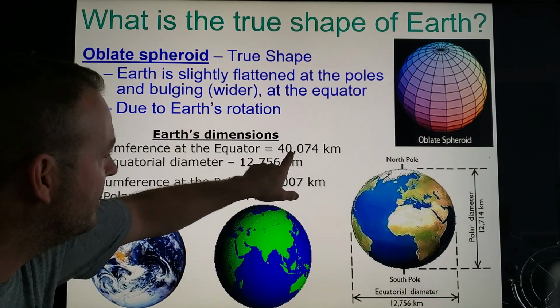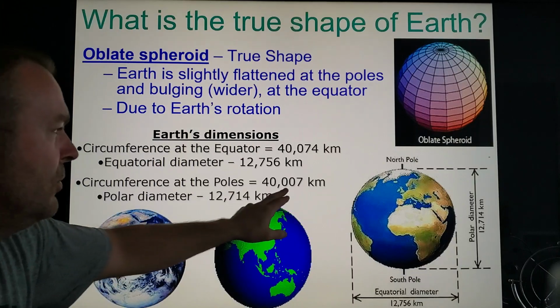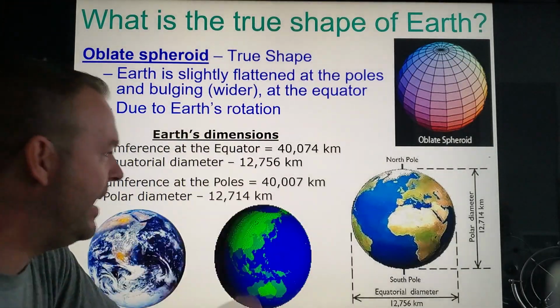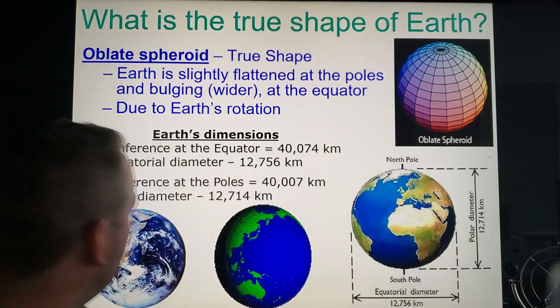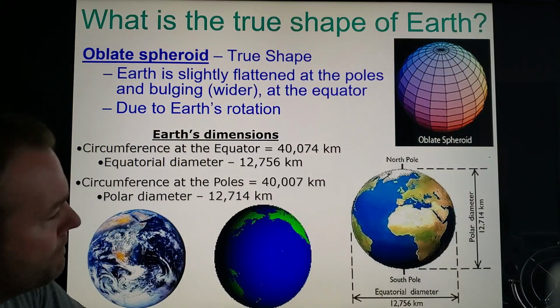The actual measurements that have been taken support this as well, right? Circumference at the equator is this. Circumference at the poles is less, so it's a little bit flattened. And of course, you can do that with the polar diameter as well.